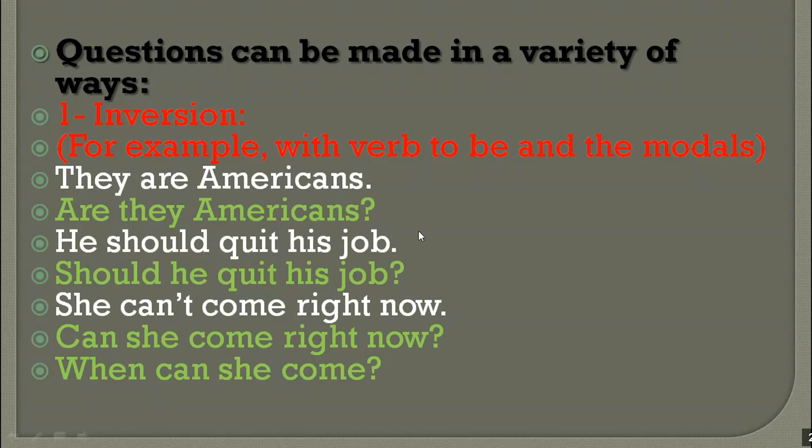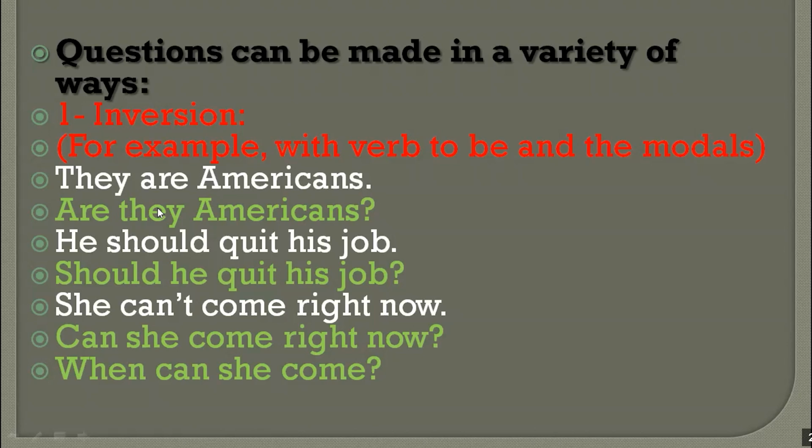Here's another example. He should quit his job. Should he quit his job? So inversion happens in a number of situations. If you have verb to be, that's verb to be here. They are, that's verb to be. If you have a modal, that's a modal. Should is a modal. Can and could and should and may and might and must are called modals.